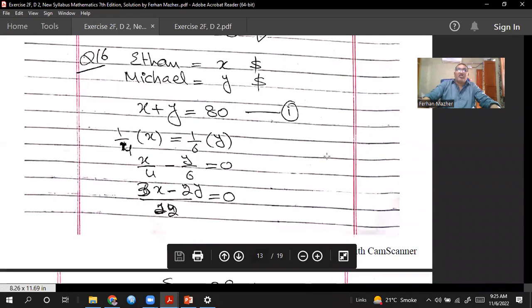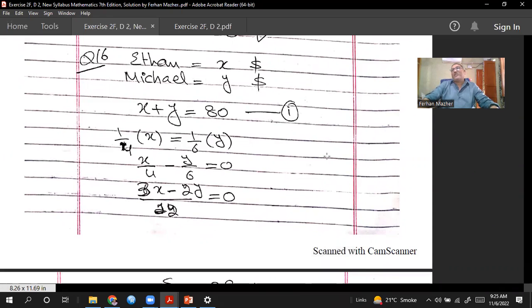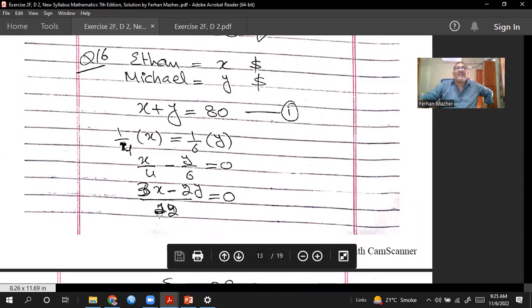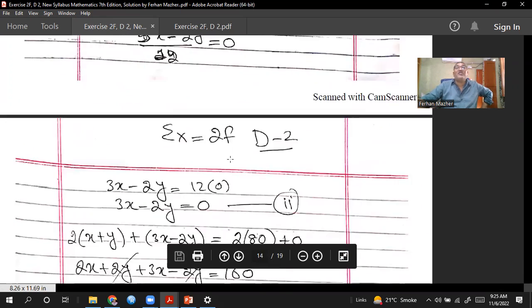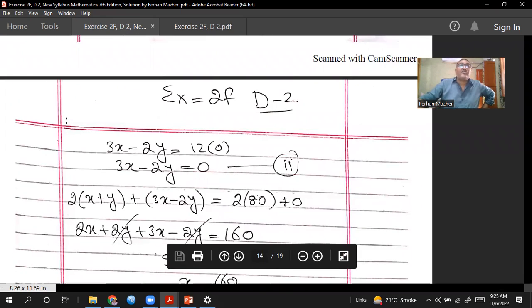So here we go. Suppose that Ethan's share is x dollars and Michael's share is y dollars. x plus y is the total money. So x plus y is equal to $80. That is my first equation. Then he says 1/4 of x is equal to 1/6 of y. Cross, we can write x by 4 minus y by 6 equals 0. Take the LCM, that will be 12. So you will have 3x minus 2y divided by 12 equals 0. This 12 will go to the other side. It will multiply with the 0 and it will become 0. So you will have 3x minus 2y equals 12 into 0.